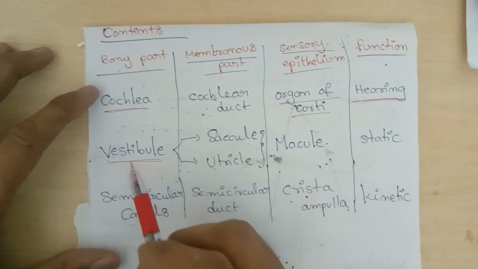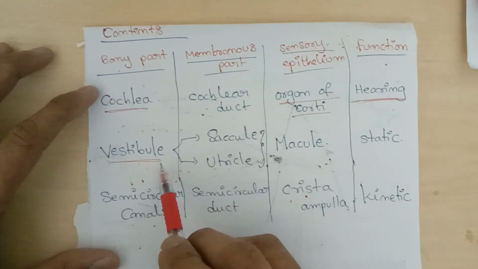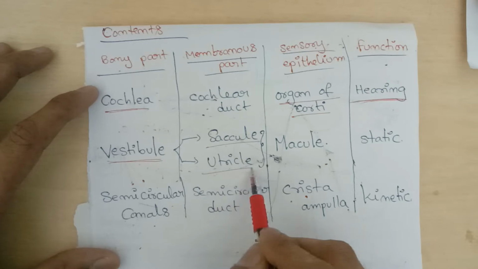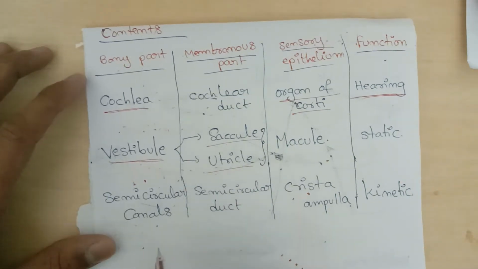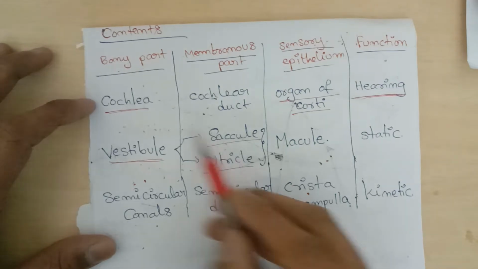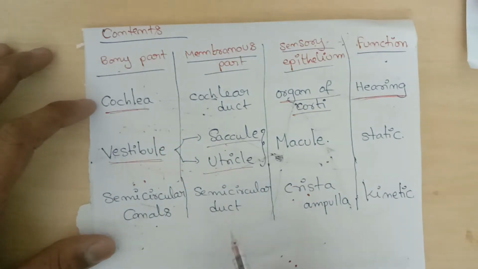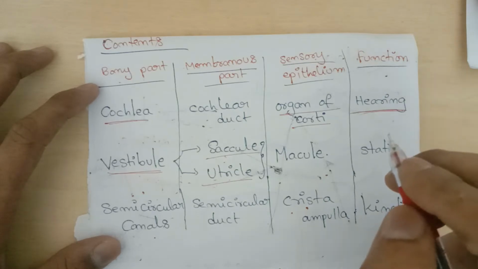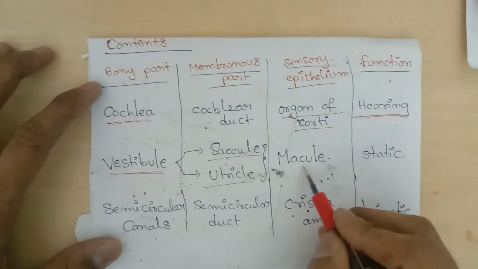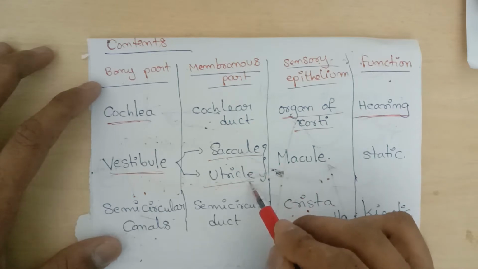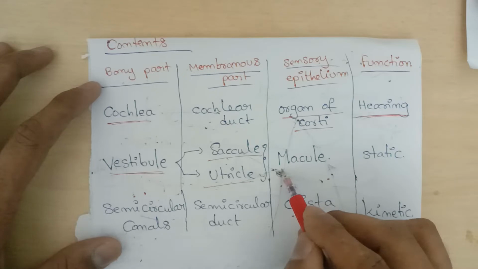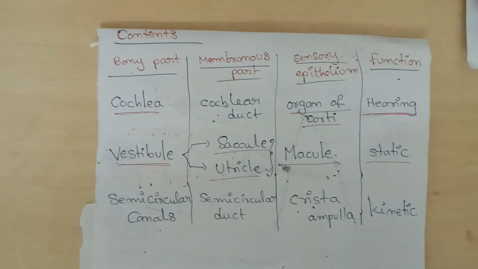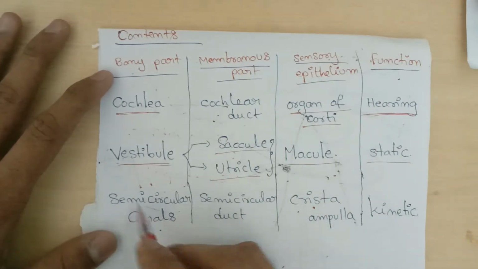The vestibule is a bony part. It contains membranous parts. There are two: one is the saccule, another is the utricle. During embryogenesis, the saccule and cochlea develop from the lower part of the otic vesicle, and the saccule and utricle epithelium is modified to form a macule. It is a sensory epithelium. Its function is static function.